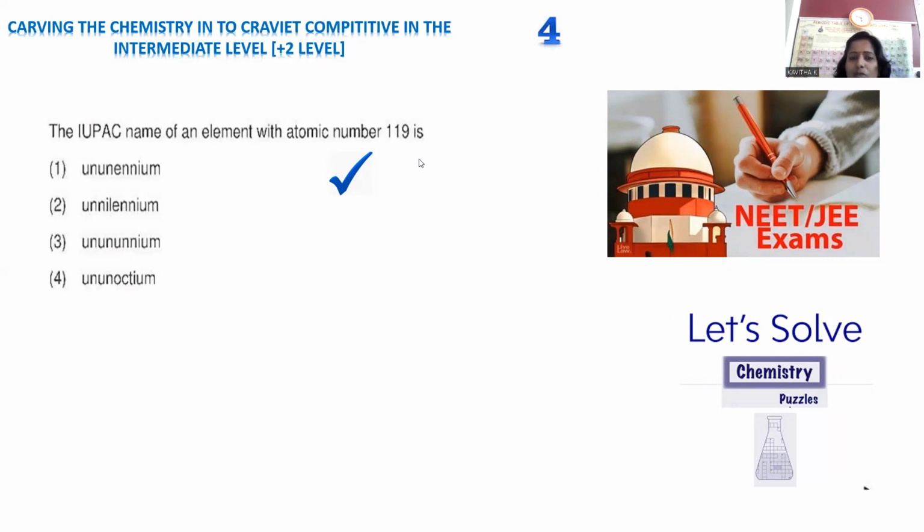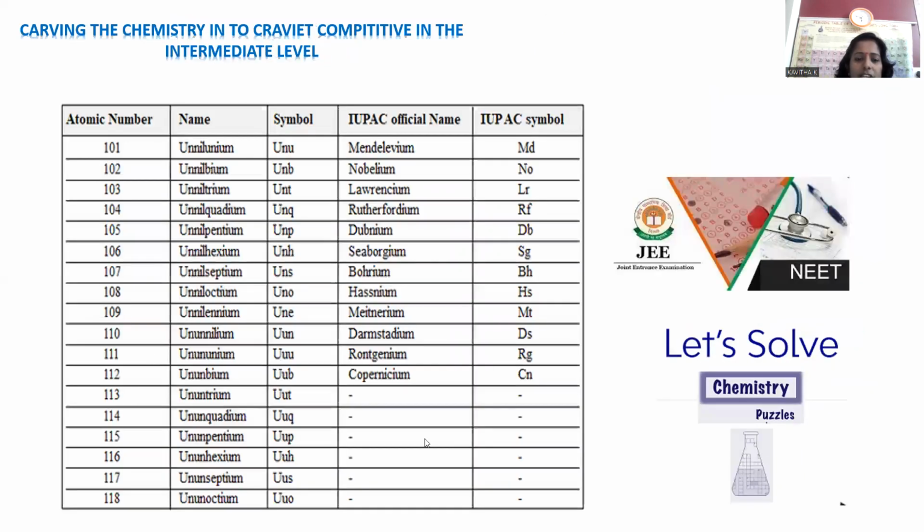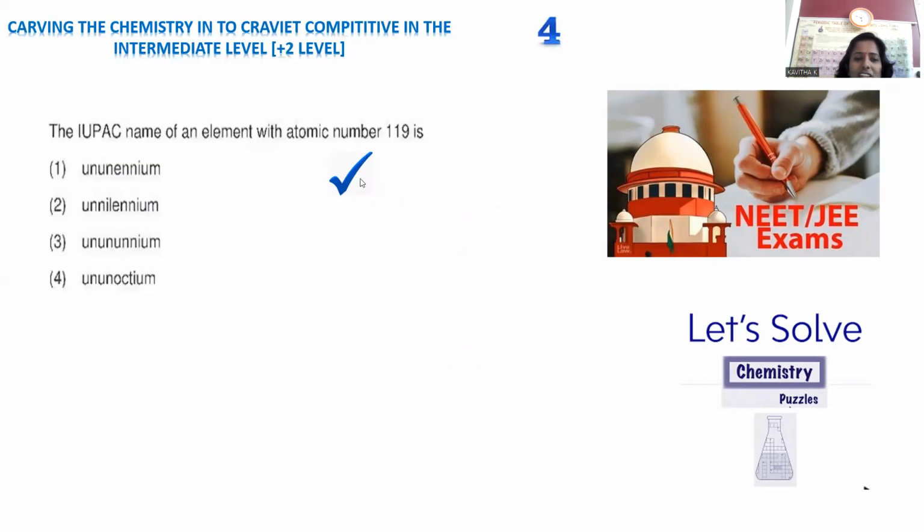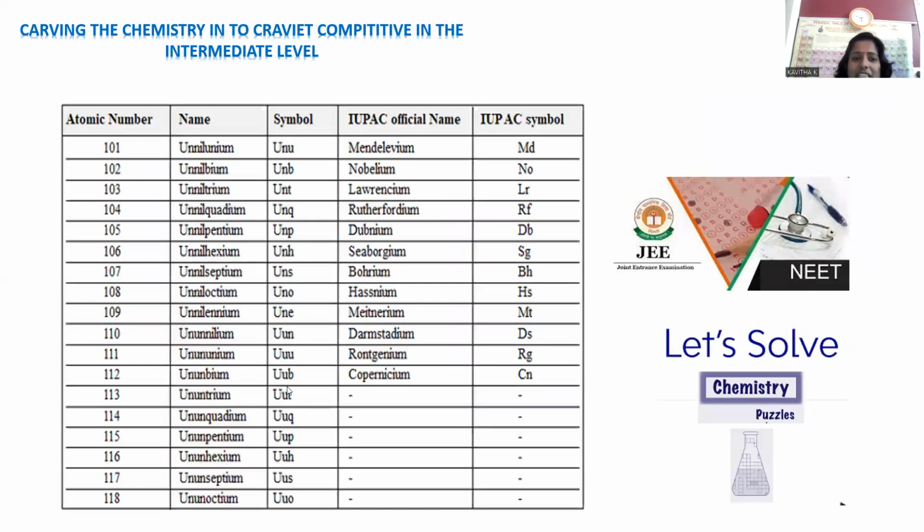119 is a new element to be invented. So what could be the IUPAC name of the 119th element? For that purpose, we have this extended table, and in this, only up to 118 is mentioned, so the question is given as the 119th element, right? So from this table, we have to predict.